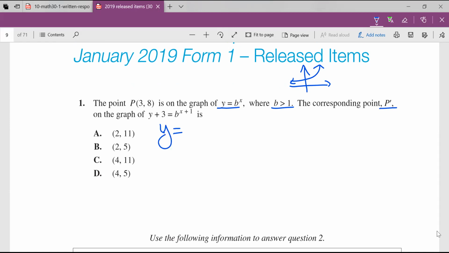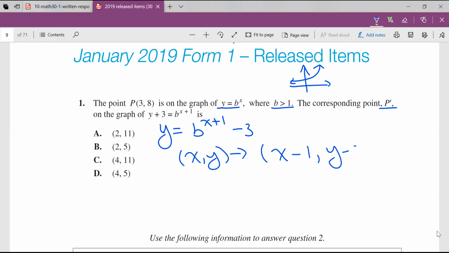Well, the first thing I'm going to do, friends, is isolate for y. I like to do that, and describe the transformations to myself. This is horizontally translated 1 unit left, vertically translated 3 units down. I'm going to make my map: x, y goes 1 unit left, 3 units down. Once I've got that map, all I've got to do is sub in this point. And guess what I'm going to get? 2, 5. There it is, your first diploma question.